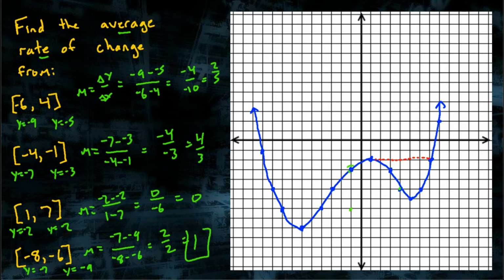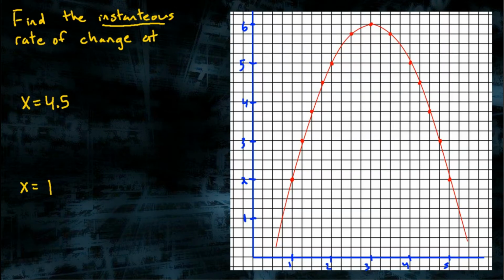So there we have our average rates of change. So let's move into what if we were looking for an instantaneous rate of change. Now, I have a graph right here. I've made it up, and we want to know the instantaneous rate of change at x equals 4.5. So at x equals 4.5, that would be this point right here. I want the instantaneous rate of change right here.